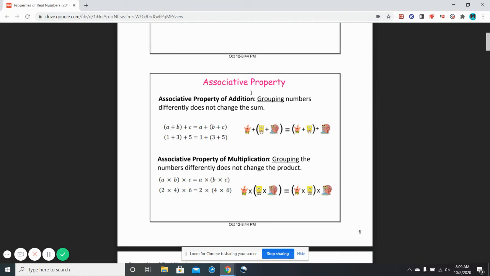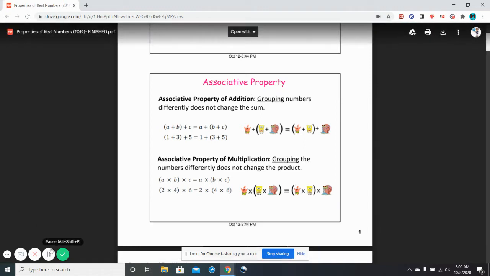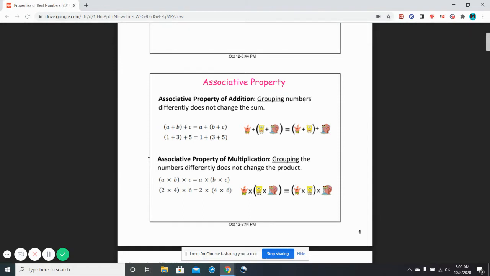Onto the associative property of addition. That means that grouping numbers differently in parentheses will not change the sum. For example, in A plus B plus C, A and B are in parentheses, but in A plus B plus C on the other side, B and C are in parentheses. But that doesn't matter because 1 plus 3 is 4. You do whatever is in parentheses first. Then plus 5, you get 9. And then here you have 3 plus 5 is 8. 1 plus 8 is 9. So wherever the parentheses are, it won't matter. It would still work. We could try it on another one.